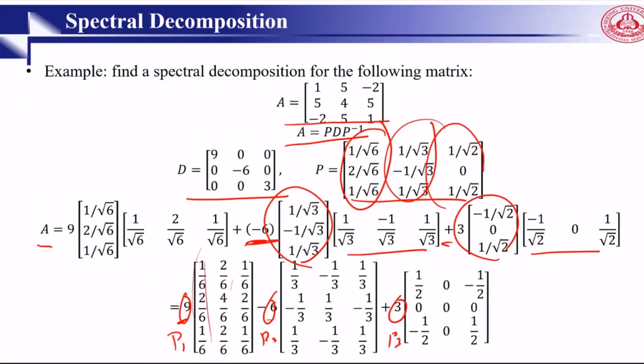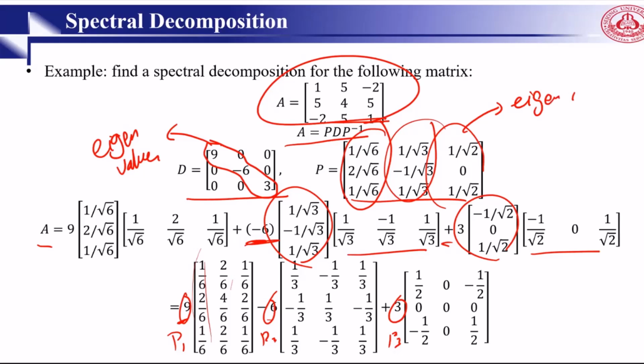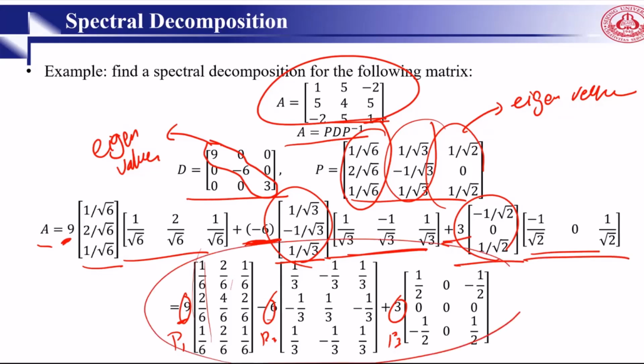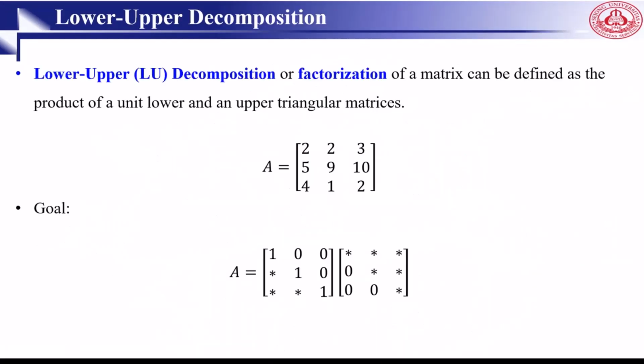So we have one matrix A here based on the P and D matrices that we already know. These are the eigenvalues. These are eigenvectors. Based on eigenvalues and eigenvectors, we can decompose our matrix. It means what? First eigenvalue, first eigenvector, its transpose. Second eigenvalue, second eigenvector, its transpose. Third eigenvalue, third eigenvector, its transpose. Then if you bring it all together, this is the spectral decomposition of this matrix.